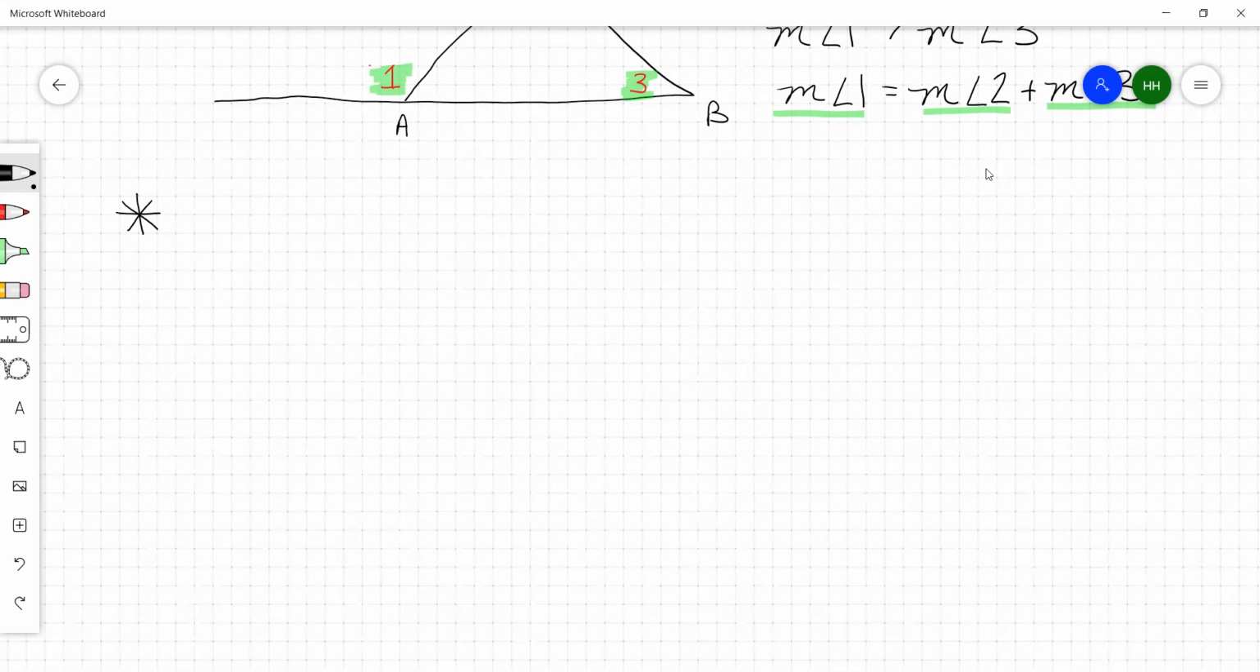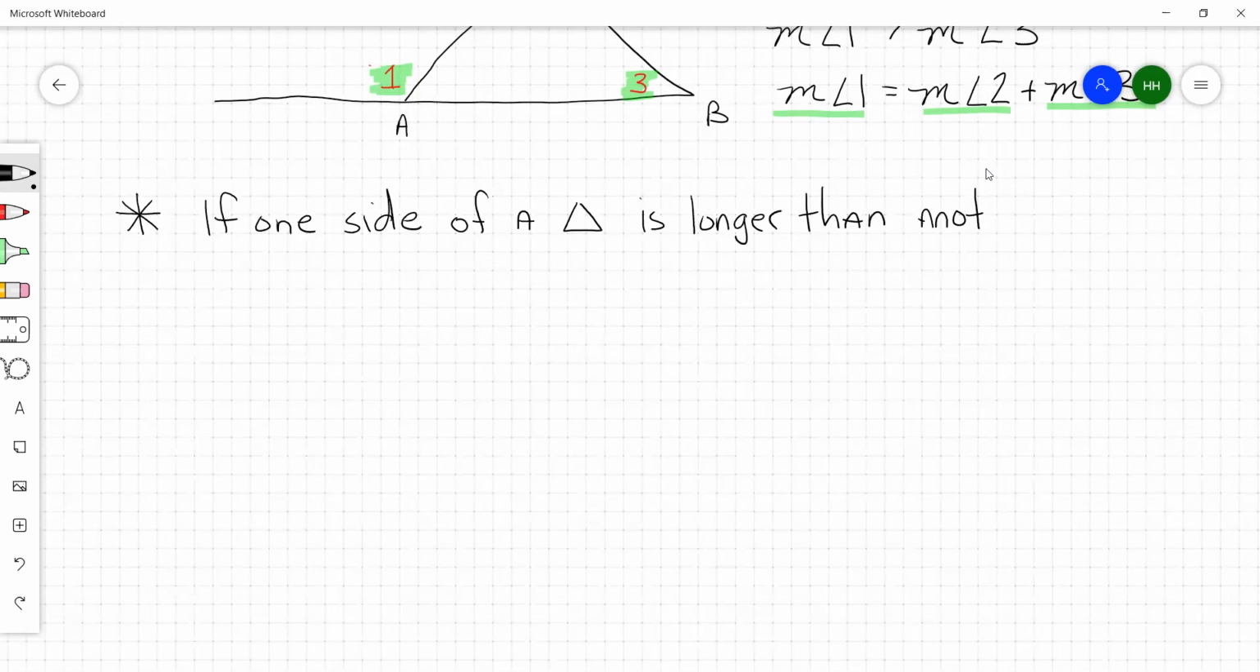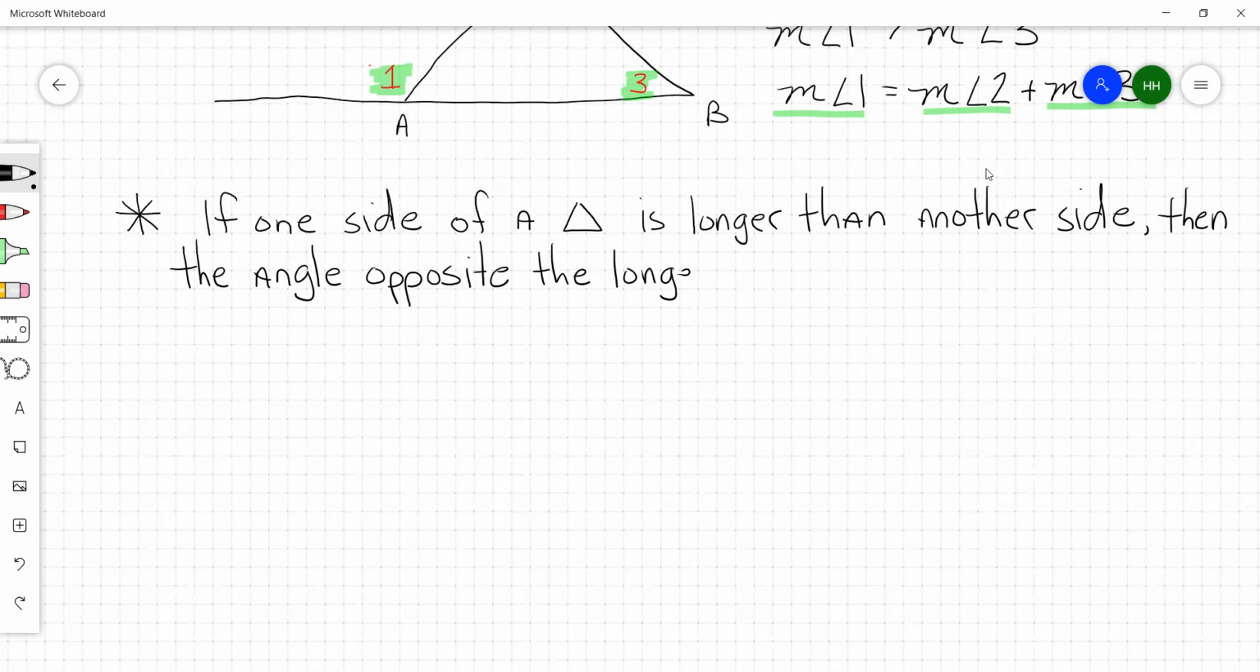If one side of a triangle is longer than another side, then the angle opposite the longer side is larger than the angle opposite the shorter side.